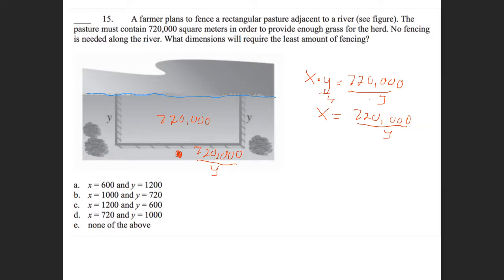So area, which is 720,000, is equal to this times this, right? Because it's length times width. So this is going to be y times, that doesn't seem right, because it looks like the y's are just going to cross off. What did I mess up here? Oh, I need the perimeter. Yeah, we're really doing perimeter, right?